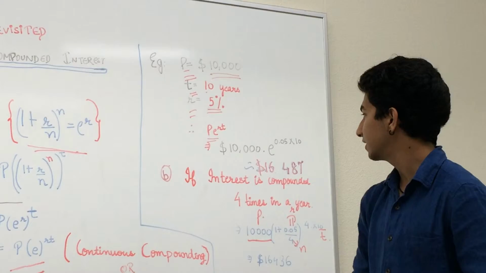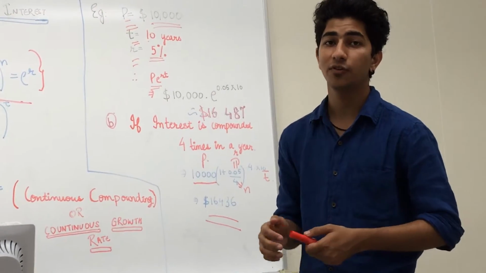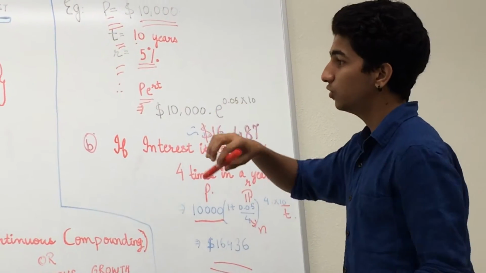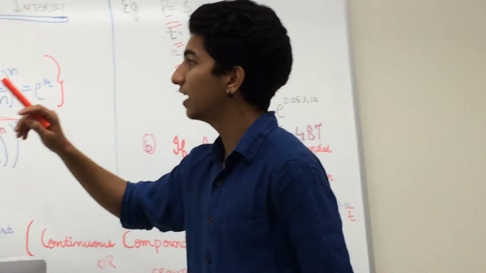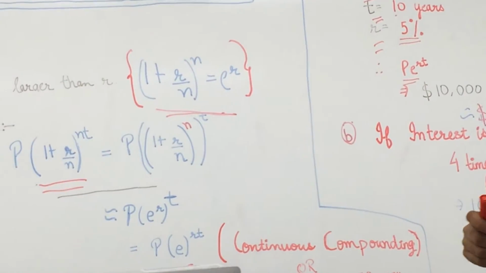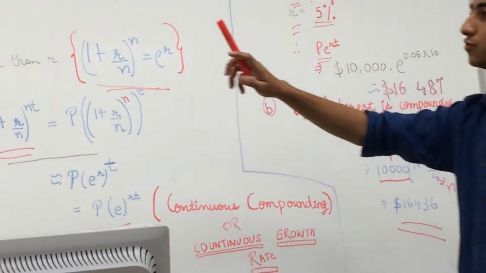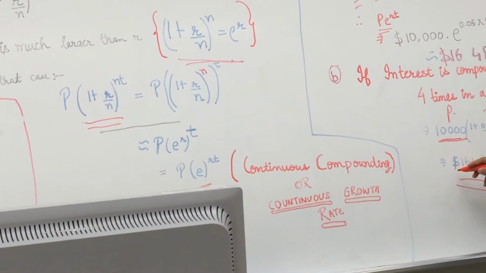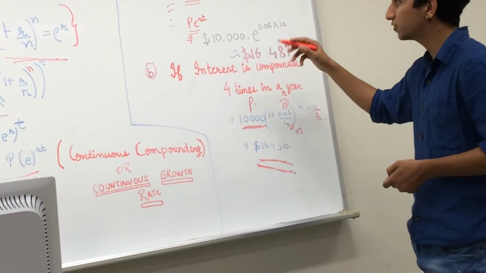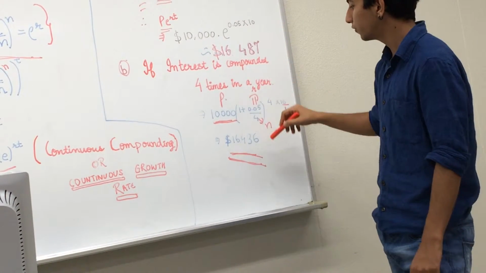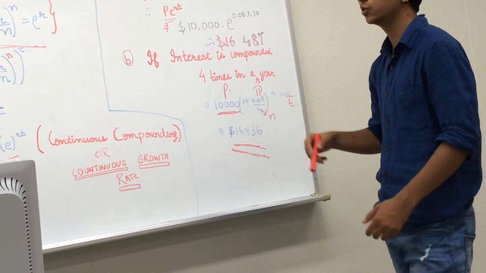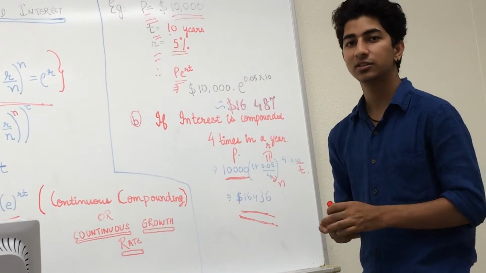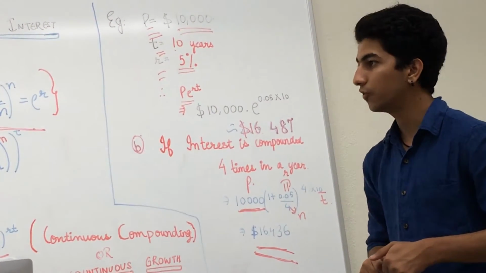In the next part, part B, the question says it is compounded 4 times in a year, so the value of N comes out to be 4. In this case, we cannot assume N to be much larger than R, so we have to use this formula. If we use this formula and put in the values, the answer is a bit different. You can see the difference between the two formulas. If we use both, the answers come out different. So we have to check according to the question that the answer depends on the value of N and R.